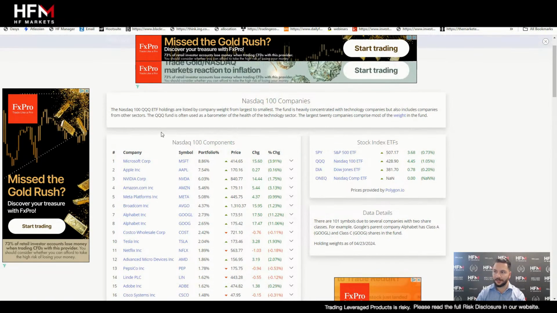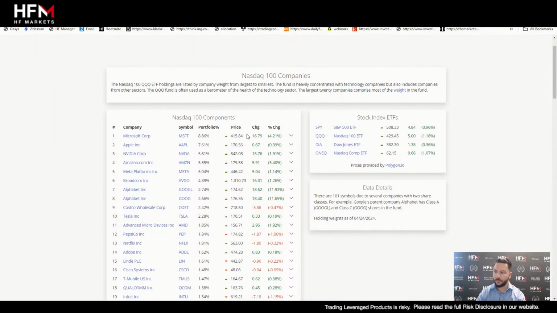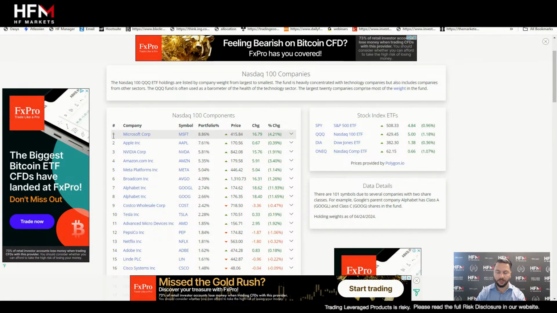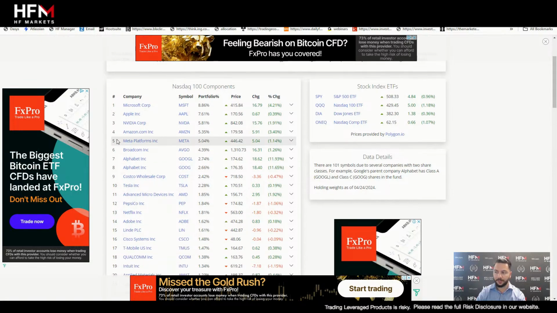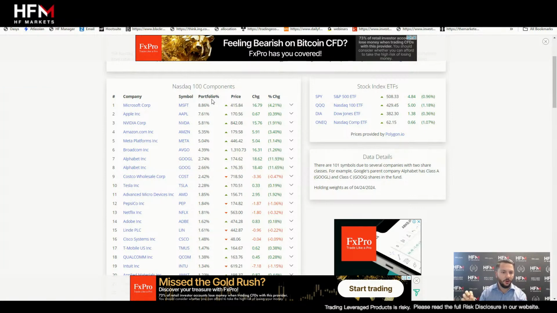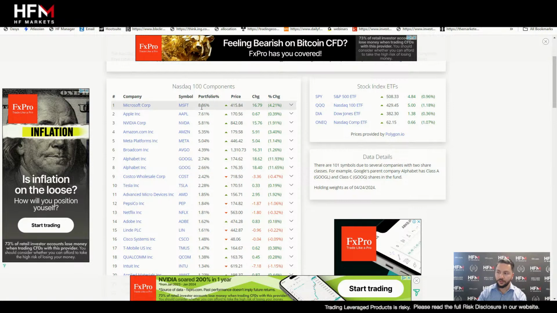Now, if you go here, ladies and gentlemen, to this website, what you can see here is it ranks the companies. Where it ranks the companies, it gives you the companies which are the most influential. So, for example, if we look at the most influential, we can see portfolio percentage. So, what percentage of the Nasdaq is actually being made up of Microsoft stocks? So you can see almost 9% is being made up of Microsoft stocks.